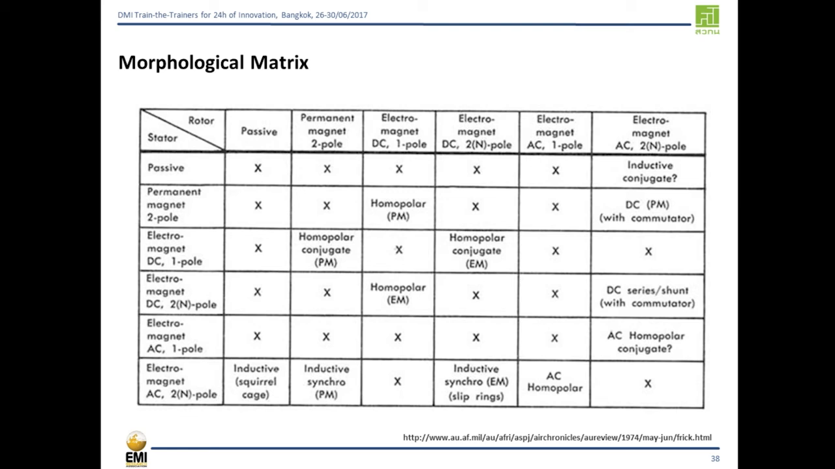So that means maybe the results are two or three prototypes possible, right? Sure. Very good.